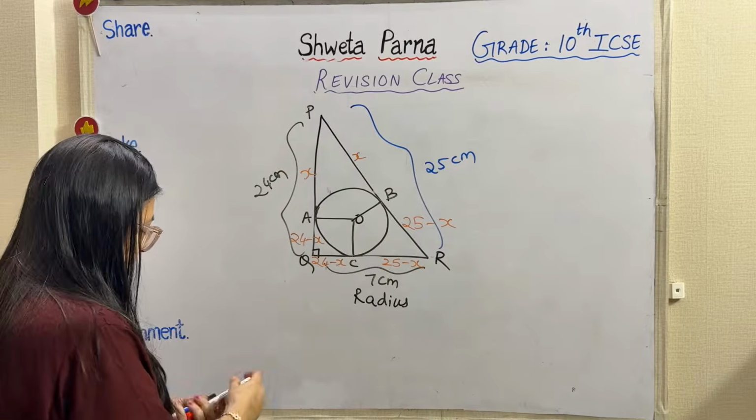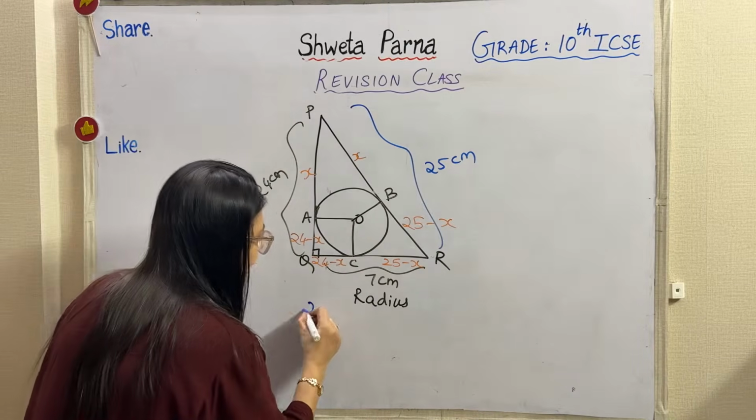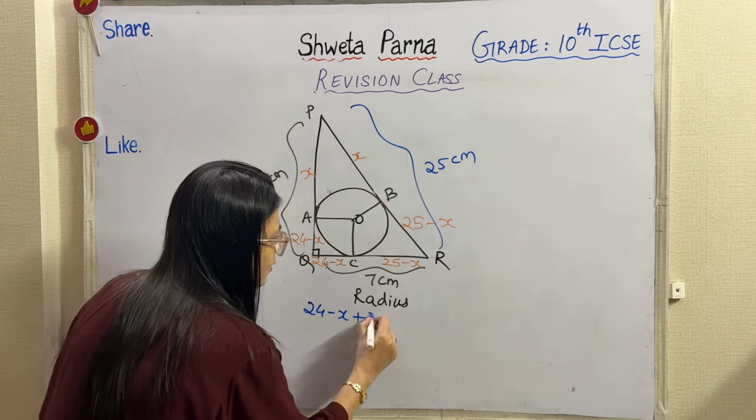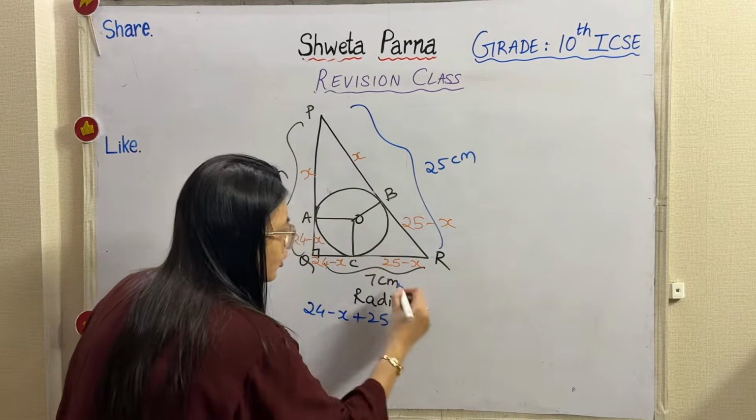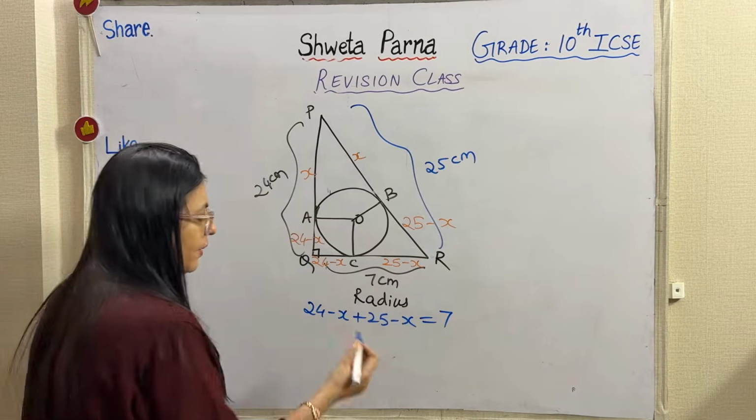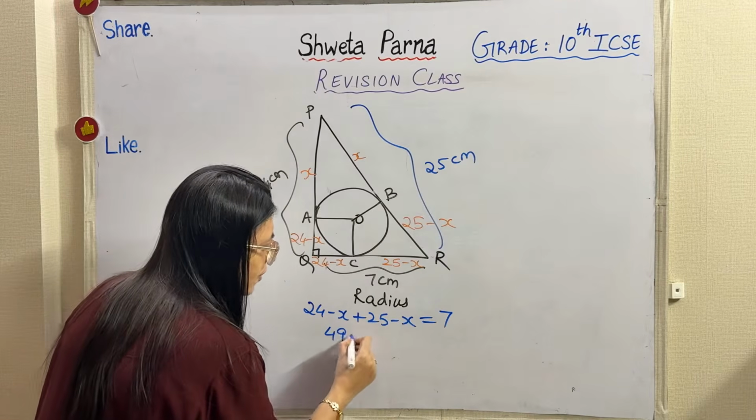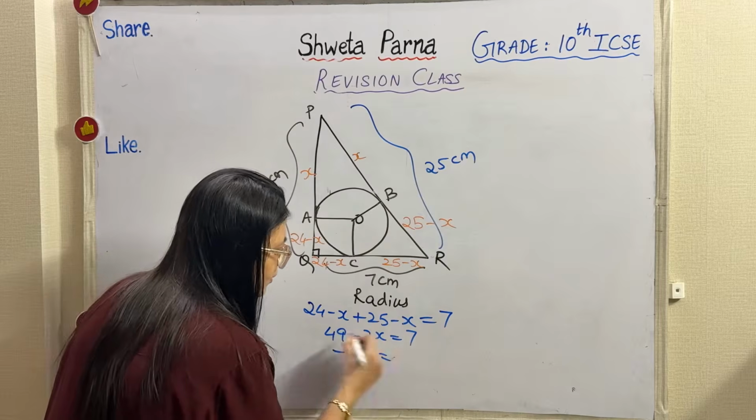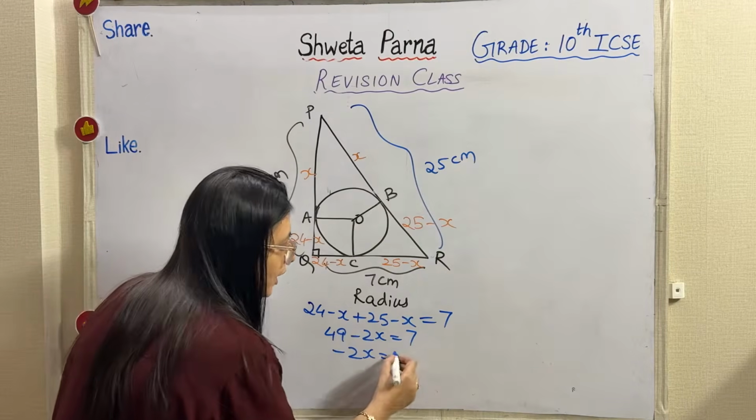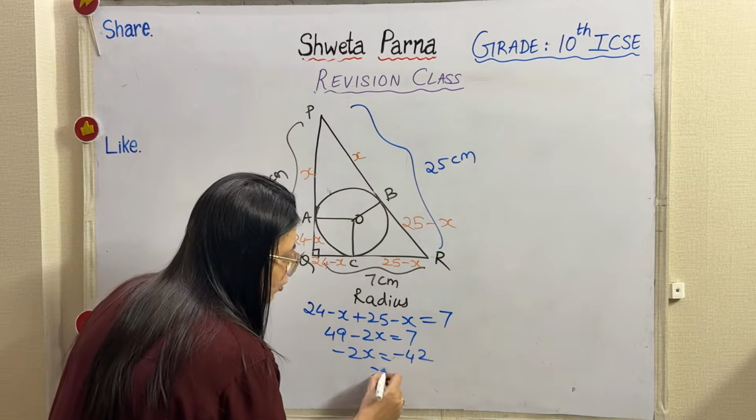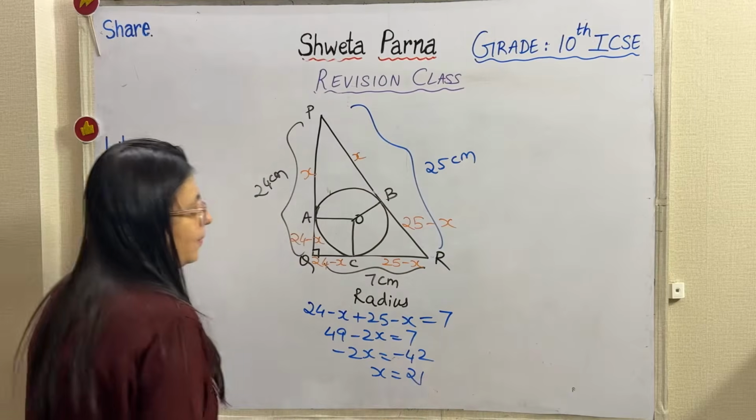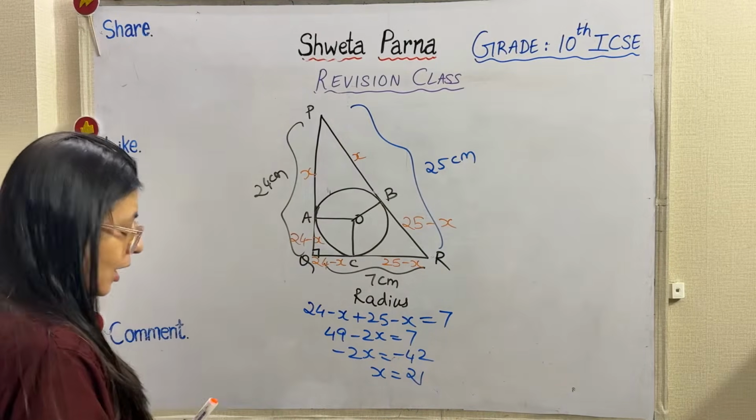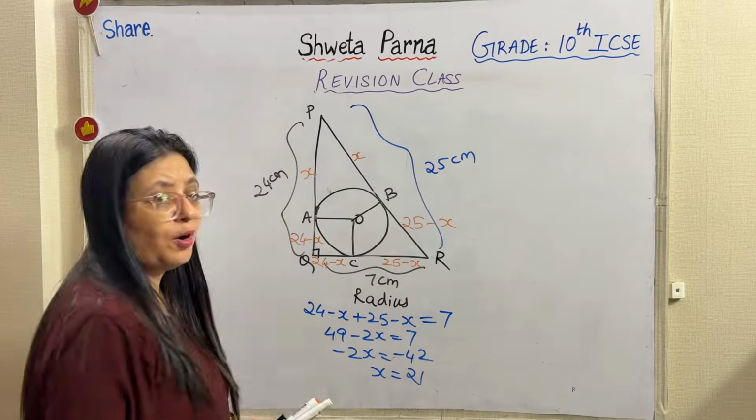So it means that 24 minus X plus 25 minus X should sum up to 7. So this will become 49 minus 2x is equal to 7. Minus 2x is equal to 7 minus 49, which is minus 42. So x is equal to 21. Now you found the value of x.